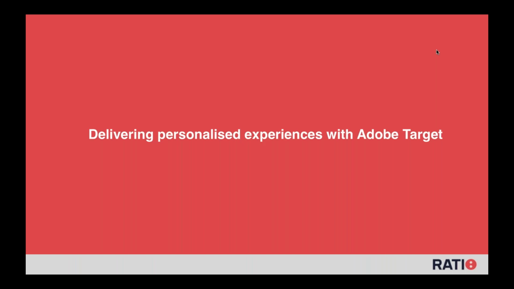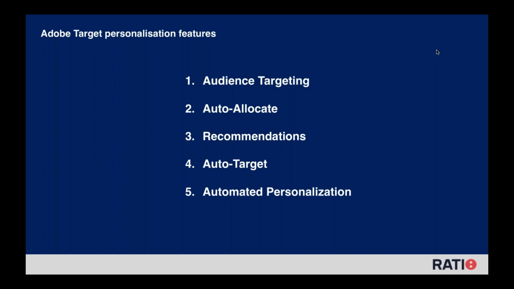So first, as I mentioned, I'd like to talk a little bit around how Adobe Target can actually be used to deliver personalization, because this has, over the past several years, come quite some way in terms of the levels of sophistication that it can get to. There are, broadly speaking, 5 different ways in which Adobe Target can deliver personalization, which are, as you can see on the screen: audience targeting, auto allocation, recommendations, auto target, and automated personalization.